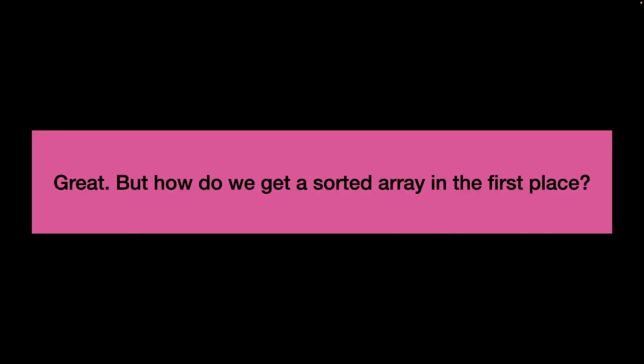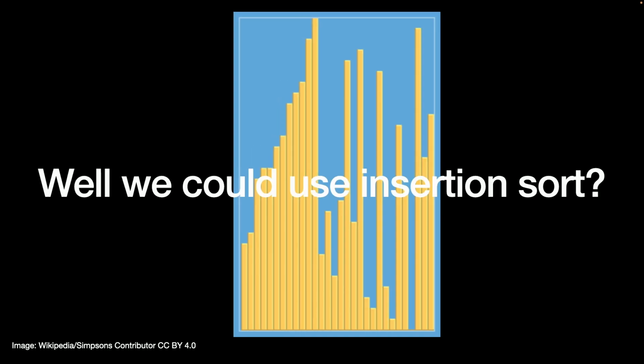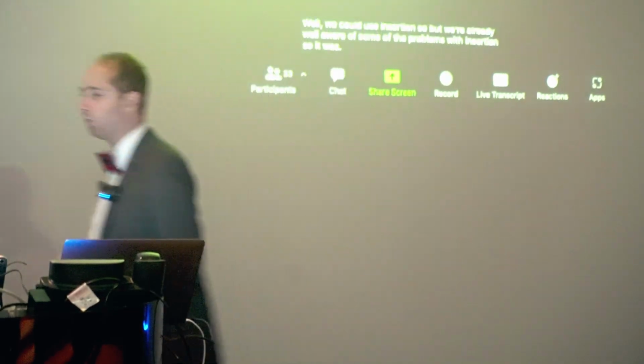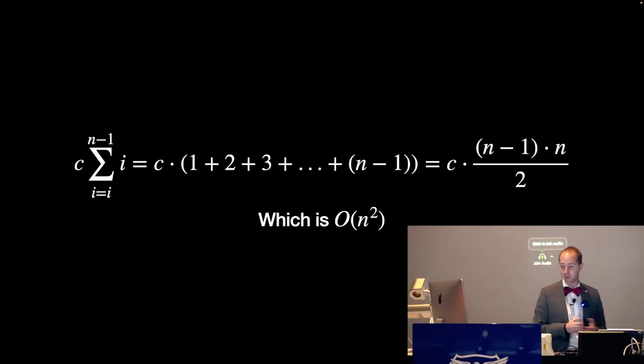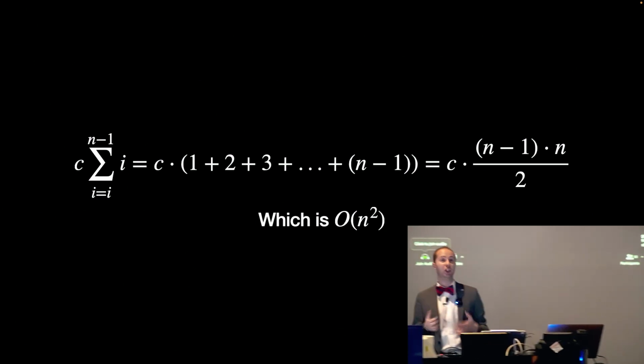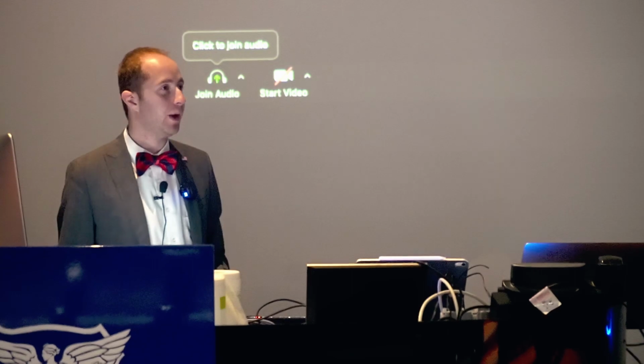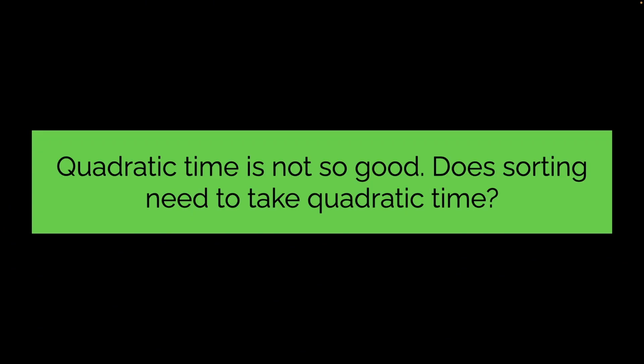So how do we get a sorted array in the first place? Well, we could use insertion sort, but we're already well aware of some of the problems with insertion sort. It was a little slow, the runtime wasn't great. Can we do any better? Insertion sort, if we actually calculate it out, gives us average time of n squared. Remember, our C is the number of steps that any given operation takes. So we have O of n squared for our insertion sort, but quadratic time really isn't so good. So we want to find a better algorithm.